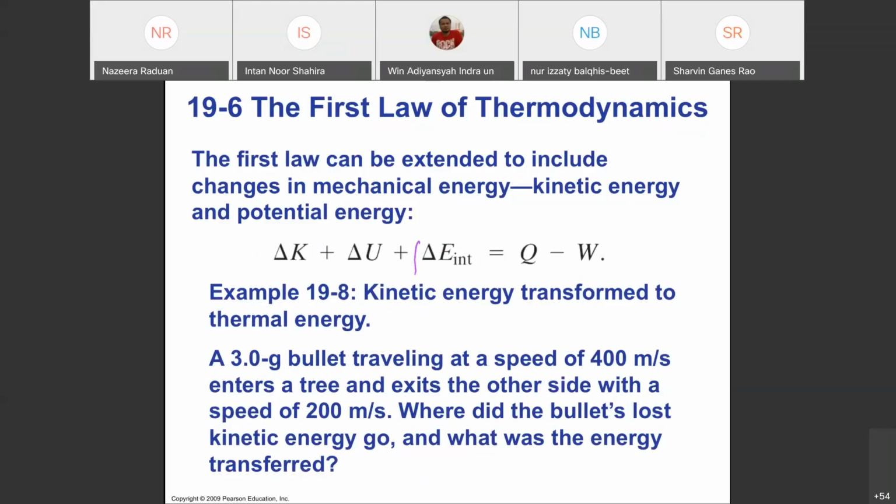This is the original formula, right? If you remember this one, it's mechanical energy. Some textbooks use the notation where this is mechanical energy, this is kinetic energy plus potential energy. Mechanical, this is kinetic, this is potential.